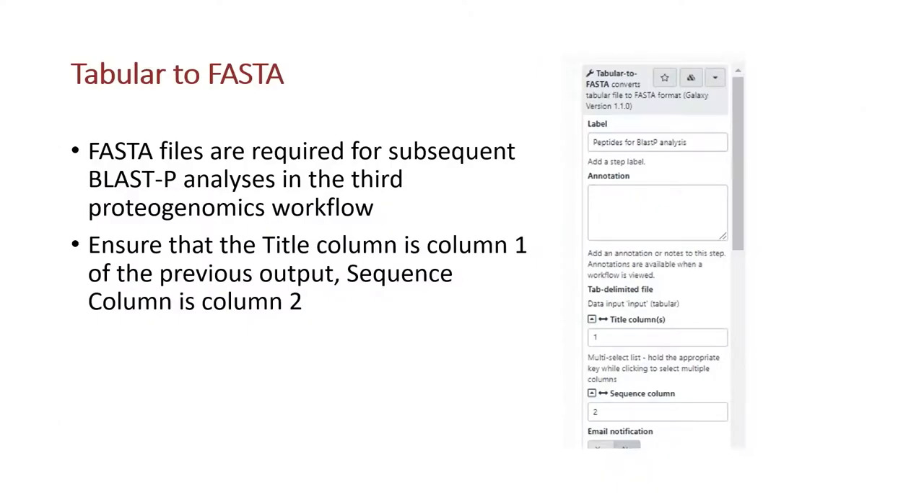In the third proteogenomics workflow used for novel peptide analysis, there is an initial BLAST-P step that is used to further analyze the peptides identified in this workflow. To do this, the data output from the previous Query Tabular filtering steps must be converted to the FASTA format, which is done at this node. For this to work properly, it is worth checking before you run the workflow that the title column is set to column 1 of the previous output, and the sequence column is set to column 2.